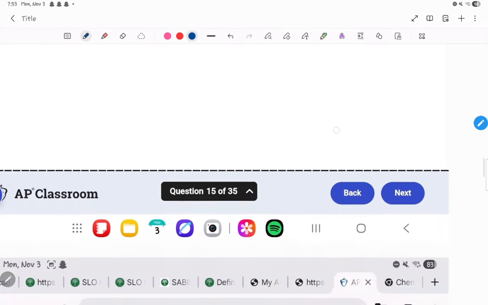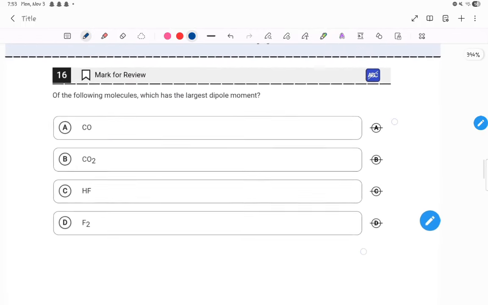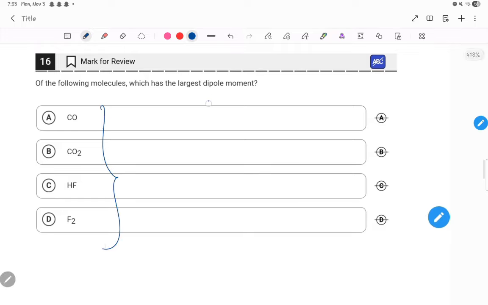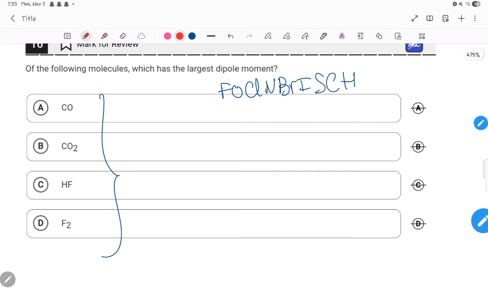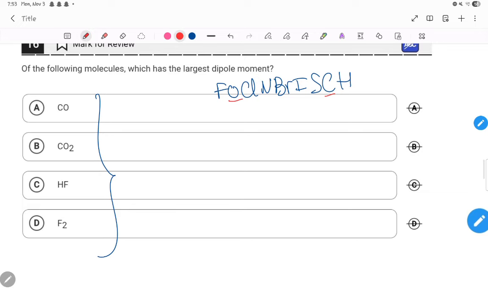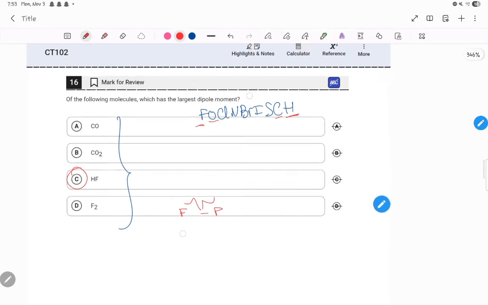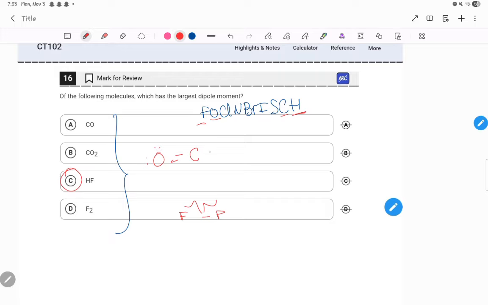Of the following molecules, which has the largest dipole moment? Of course, you have to remember Fajans-Kossel, okay? And you need to compare. You need to see, okay, carbon and oxygen, that's far. Then carbon and oxygen again. Okay, then hydrogen and fluorine, that's very far. This is the farthest, so for sure I'm going to choose it. F2, no, because F and F share the electron equally, so it will be non-polar. Even in CO2, by the way, if you draw it, you will see that it's going from C to O and C to O, and they will cancel out.